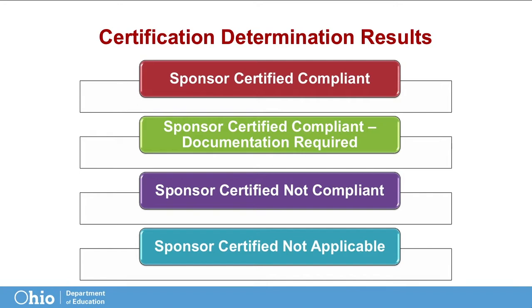The certification determination result is based both on how you answered the questions for an item and if there is an associated required documentation for that compliance item. The determination will appear as soon as the questions have been answered. You either hit enter or move out of the cell to complete your response for that compliance item. The sponsor certified compliant and sponsor certified compliant documentation required determinations both indicate that you have certified you are compliant for the item. Now let's look at several examples you will come across as you complete your compliance worksheets.